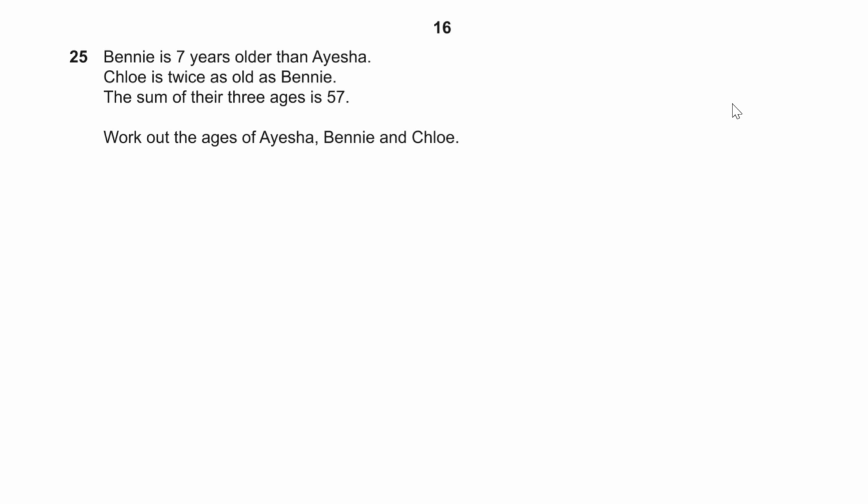Question 25. Benny is 7 years older than Aisha. Chloe is twice as old as Benny. The sum of their 3 ages is 57, and we have to work out the ages of Aisha, Benny, and Chloe.